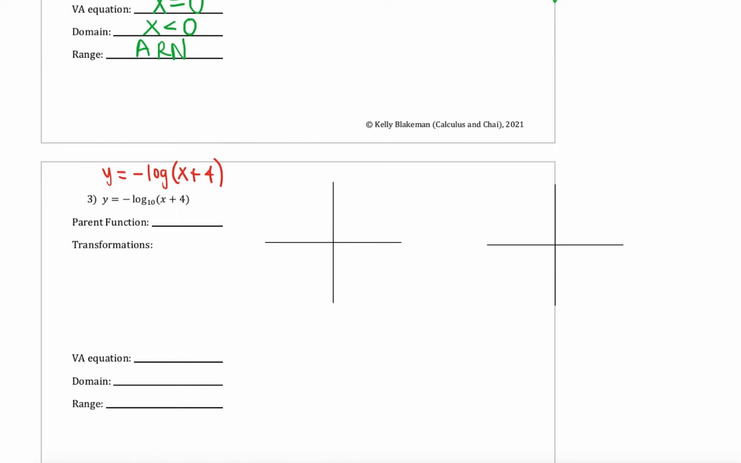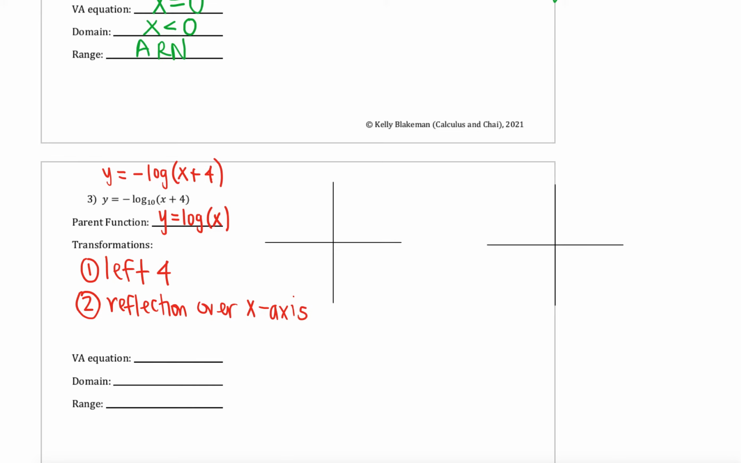So our parent function for this one will be y equals log base 10 of x, or just log of x, since I don't need to write a base here, and we'll assume the base is 10. Our transformations, we have 2 transformations. The first one is what's going on with the plus 4, which is shifting the graph to the left 4. And the second transformation is the negative sign, which is a reflection over the x-axis.